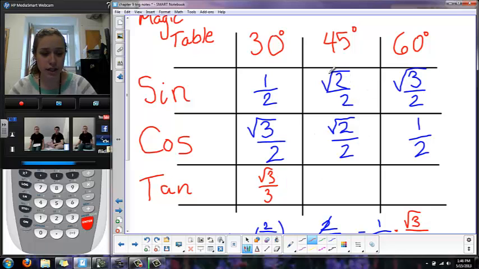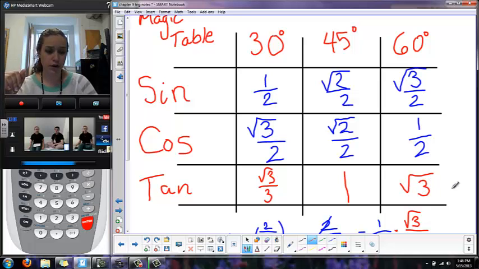45 is actually really easy because it's radical 2 over 2 divided by radical 2 over 2. So it's something divided by itself, so that's just 1. Okay, because sine and cosine are the exact same for 45 degrees. And then this is radical 3 over 2 divided by 1/2, and that happens to be radical 3.